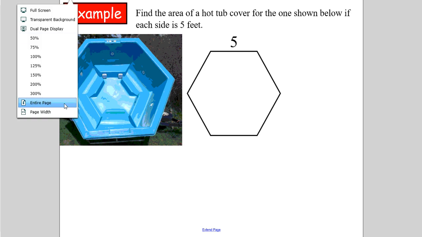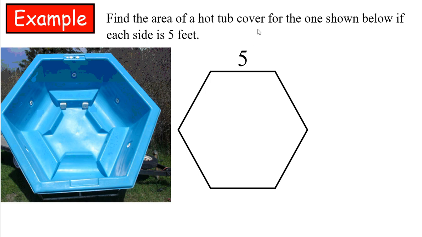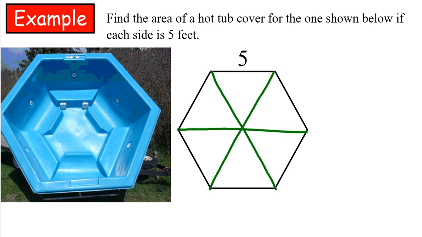Okay, we're going to use it. Find the area of the hot tub cover that would be needed in order to cover the following hot tub. So we've got a hexagon here. Let's find one of the triangles. So we're just practicing this right here. So, let's draw in all of them. So, we've got all the triangles in here so we can clearly see them. Now let's find one of them. Okay, let's find this guy right here.